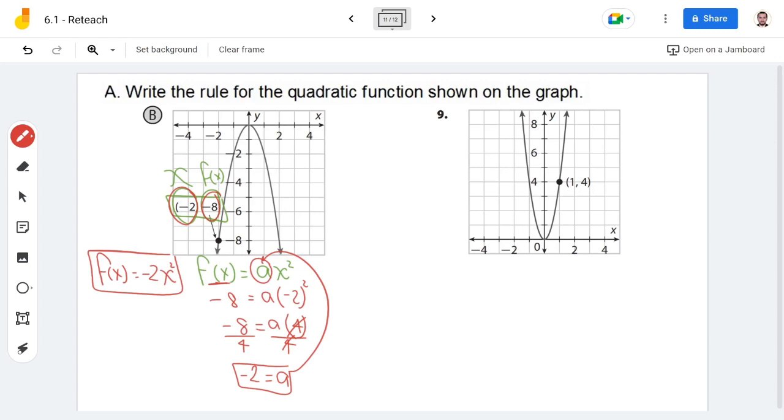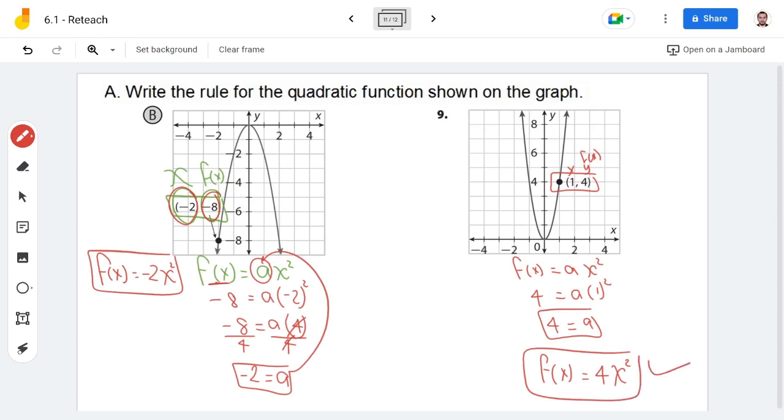Same thing here. If we take the point, this one is x and this one is y, or f of x. Now let's put in the points. F of x is equal to a x squared. F of x is 4, times 1 to the power of 2. So 1 to the power of 2 is equal to 1, and divide by 1, so a is equal to 4. Now the function is f of x equal 4x squared. So now this is my final answer.